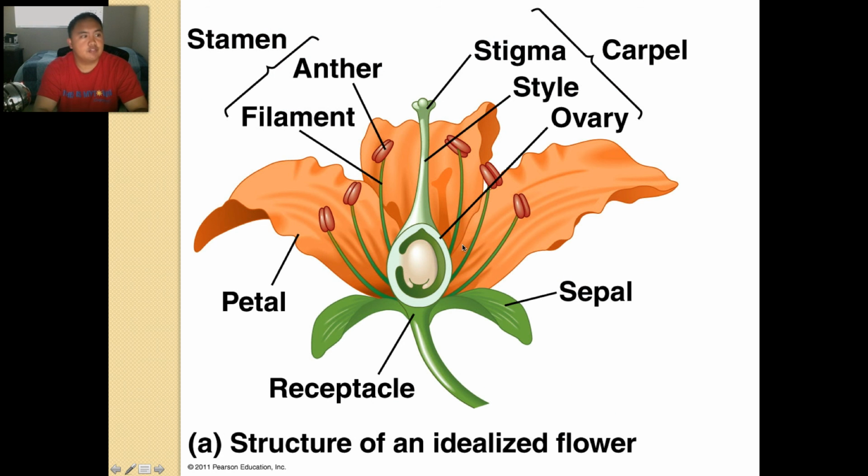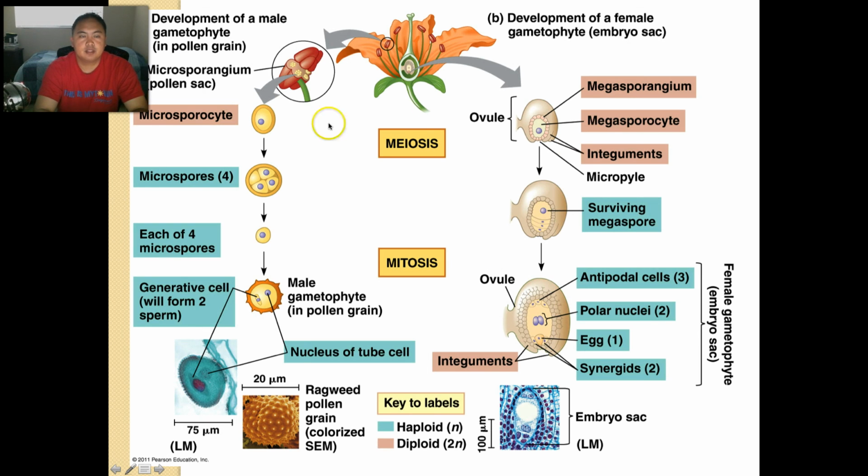Here's the parts of a flower. We talked about this at length in class. The male part is the stamen. It has a filament, which is this thing, and an anther. In the carpel, the female parts, we have a stigma, which is the top. We have a style, which is its tube, and then it has the ovary. We have the sepal, which are the supporting leaves, and this part right here where it meets the stem is called the receptacle. And again, we have petals.